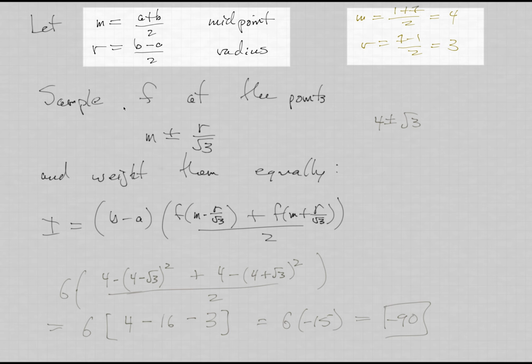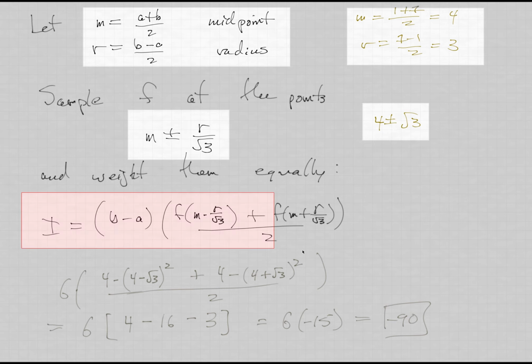Then the rule says that we sample the function at these 2 points: at the point m minus r over radical 3 and at the point m plus r over radical 3. So those are 2 points, one on each side of the midpoint, symmetrically distributed about the midpoint. In the example we were just looking at, we could sample the function at the points 4 plus or minus radical 3, because if r is 3, then 3 over radical 3 just reduces to radical 3. So those would be the 2 points at which we'll sample the function.